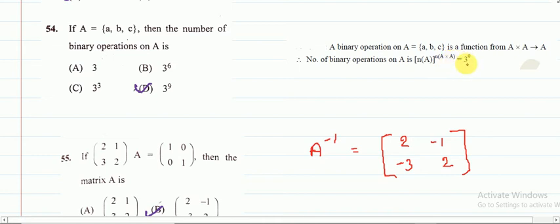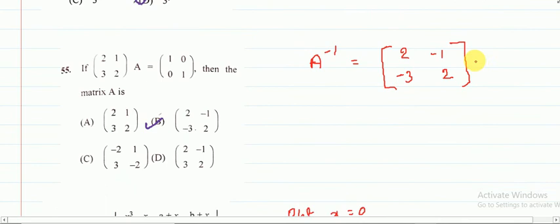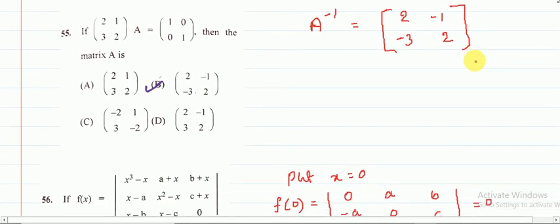Therefore, n of A cross A contains 9 elements. Therefore, it is 3 raised to 9. Next, question number 55. If A is equal to the matrix 2 1; 3 2, and if the matrix 3 1; 3 2 into A is equal to 1 0; 0 1, meaning some matrix into A is equal to the identity matrix, then A must be the inverse of that. So, we need to find the inverse of the matrix 2 1; 3 2.